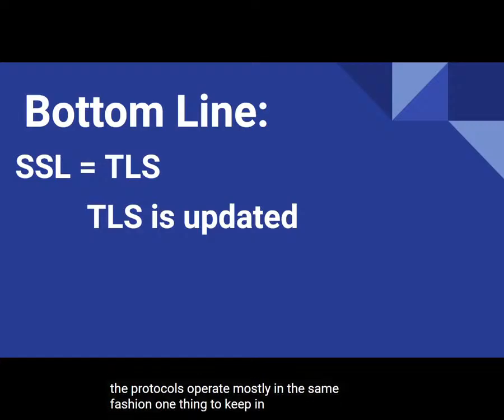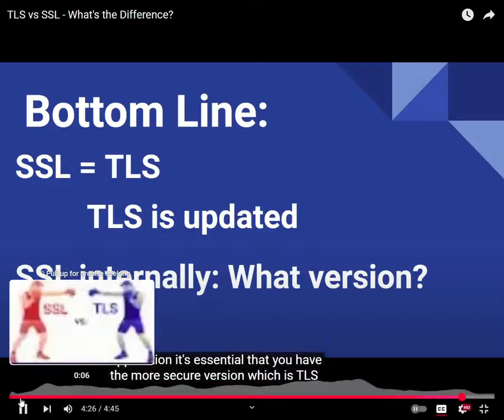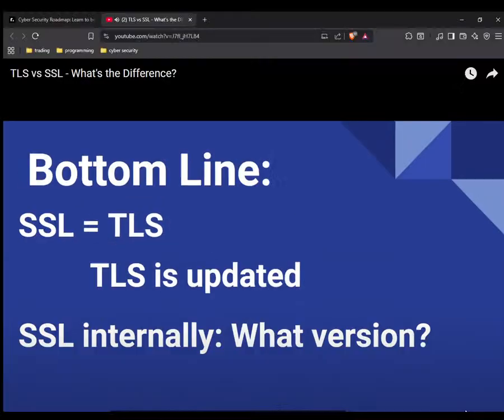One thing to keep in mind is that when talking about SSL on your jobs, be sure to ask what version people are using. For example, if you're maintaining a web application and your internal folks are saying, we use SSL, at that point it's important to distinguish whether it's SSL 3.0 or TLS 1.2, because if you're running a public-facing web application, it's essential that you have the more secure version, which is TLS 1.2 and not SSL 3.0.